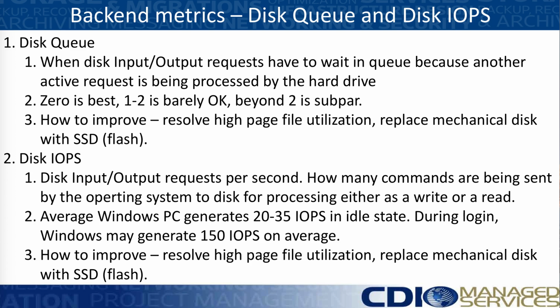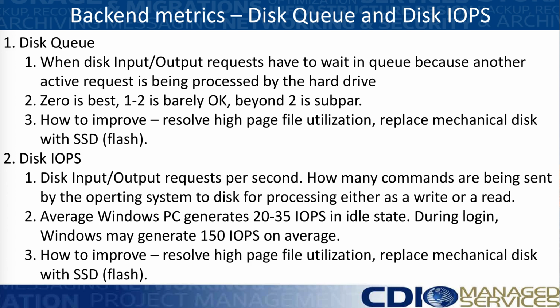How do you improve this queue situation? Again and again, you need to resolve high page file utilization, because when memory needs to be moved from RAM over to disk, the CPU does that, and of course the CPU queue is affected, but then memory moves over to disk, and now disk queue is affected. So the more page file is being utilized, the more disk queue is being utilized.